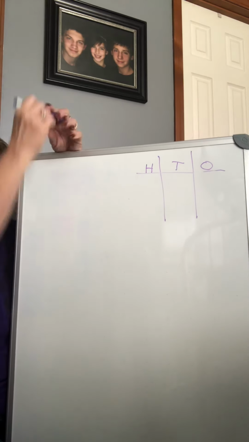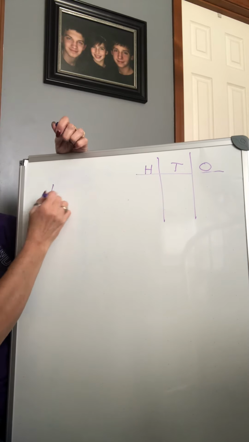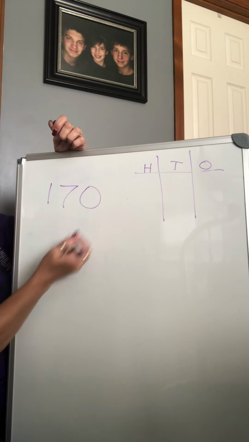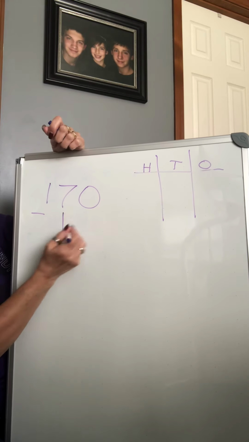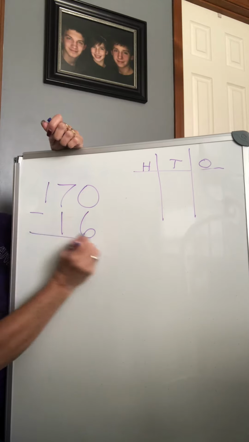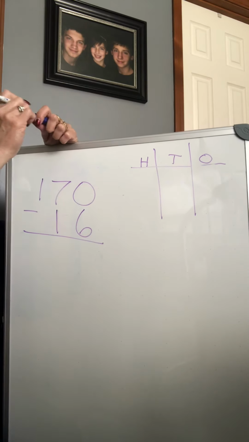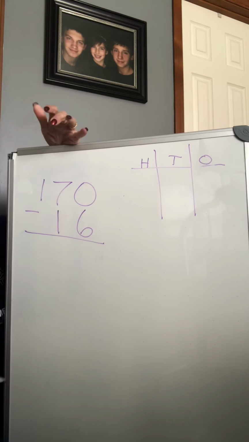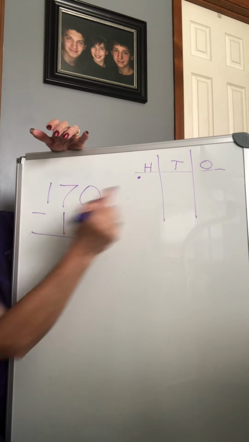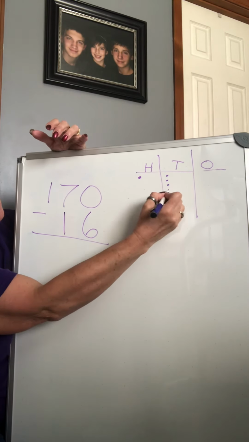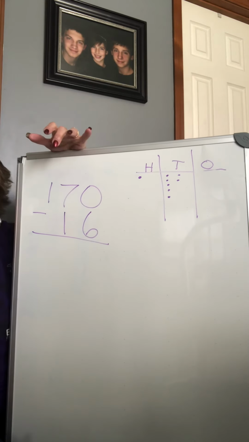So on your paper, let's do 170 minus 16. 170 minus 16. Write it down on your paper and draw your chips or discs. So 170. So 100, 7 tens, and no ones. All right.